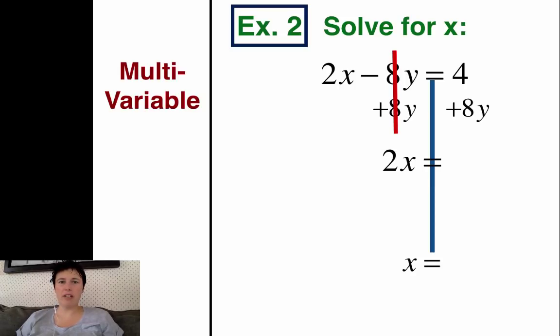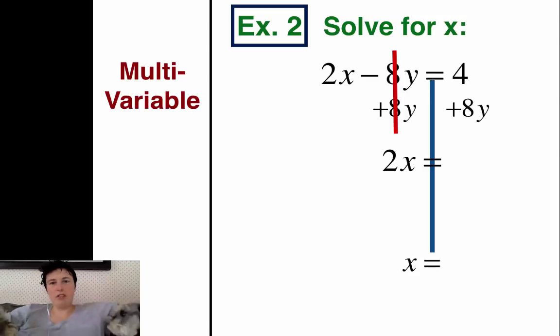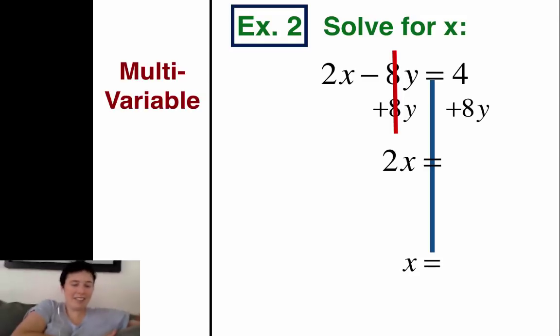A 4 is a regular number, and an 8y, oh my gosh, both my puppy dogs are jumping up on the couch here. Max, sit down.